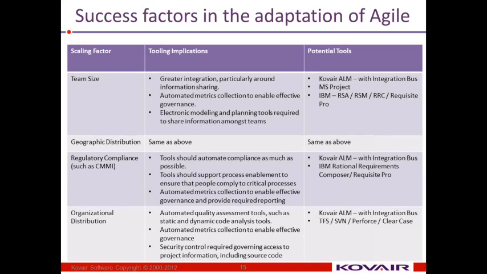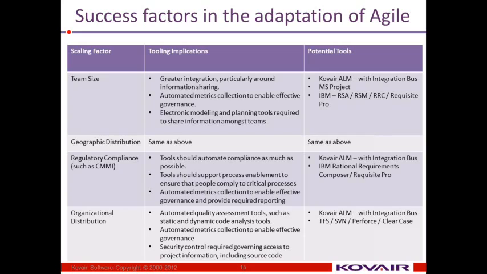In terms of tooling implications, you need greater integration, particularly around information sharing, and automated metrics collection to enable effective governance, plus modeling and planning tools required to share information amongst teams. So essentially, tools that promote collaboration and dashboarding and support lifecycle methods in a collaborative way. The potential tools are Kovair ALM, our own tool with an integration bus, Microsoft Project for planning, then IBM RSA, RSM, RRC, and RequisitePro. These are all for modeling and requirements management in a collaborative and distributed environment.